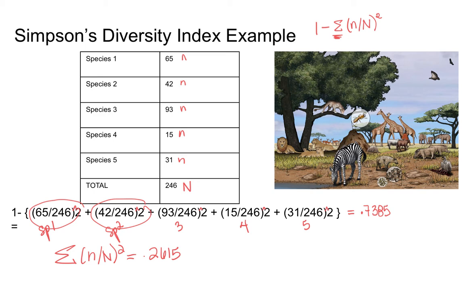So if I were to turn that decimal into a percentage, because remember that technically is a percentage, what we're saying is that there's a 26.15% chance that two species would be the same if we just randomly grabbed them.